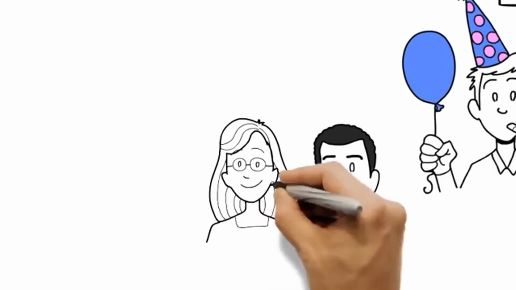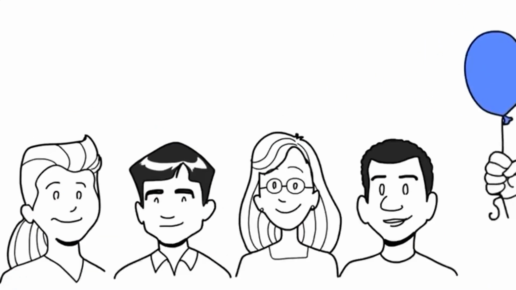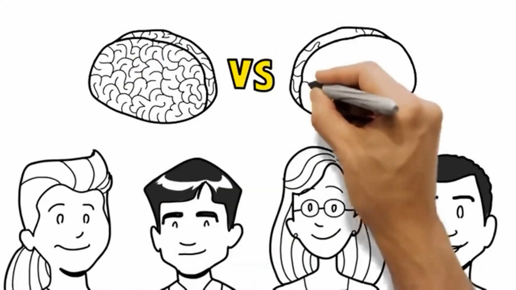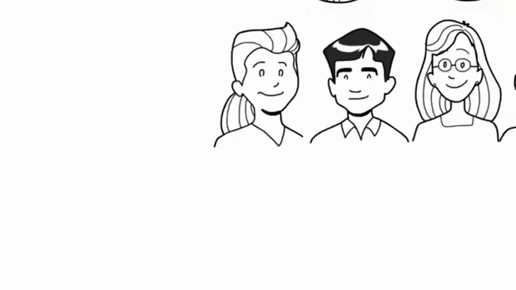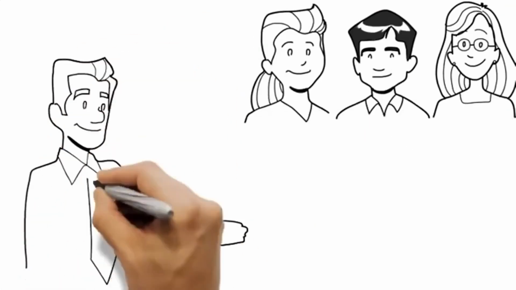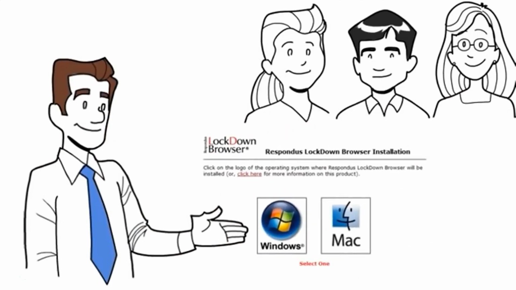But here's the good thing. Your classmates can't do those things either, so it's just your brain against their brain. A level playing field. Your instructor will provide a link for downloading and installing Lockdown Browser.